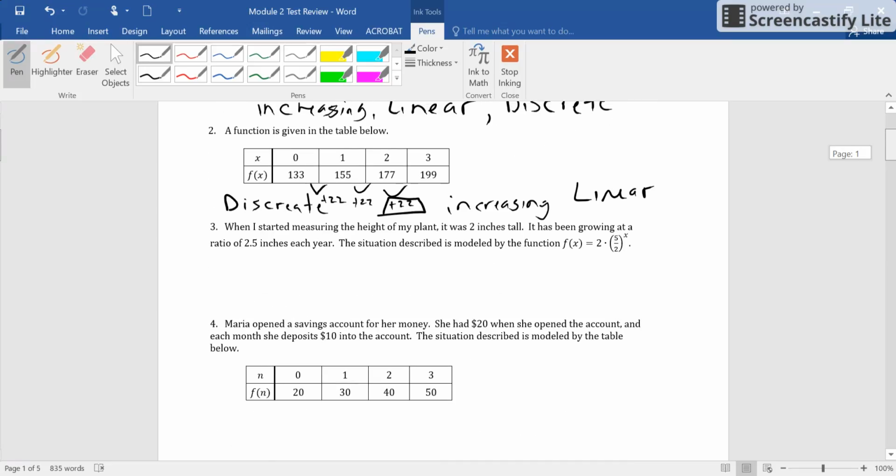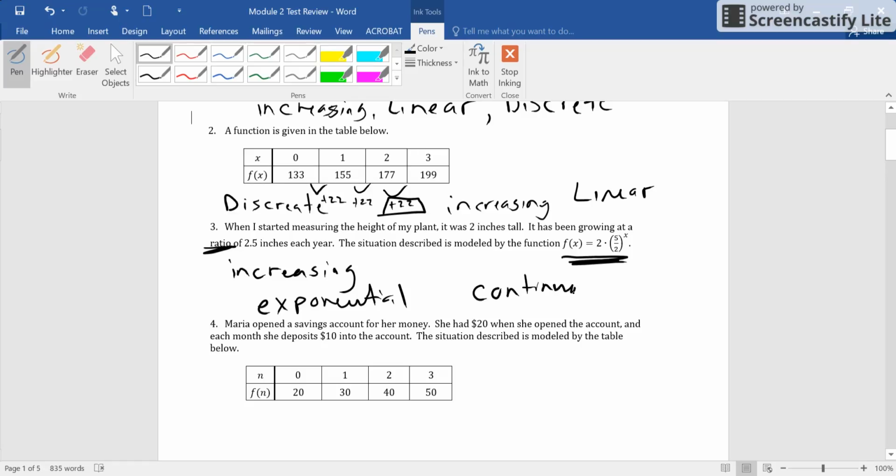Okay, let's look at number 3. When I start measuring the height of my plant, it was 2 inches tall. It's been growing at a ratio of 2.5 inches. Okay, so it's growing, so I know it's increasing. Okay, this ratio tells me that it is exponential. Okay, and I need to say continuous or discrete. Since I can calculate this at a random time, and this is an explicit function, then I know it's got to be continuous.